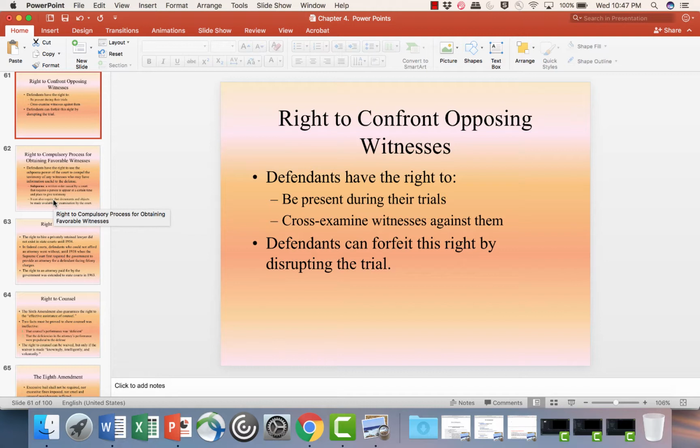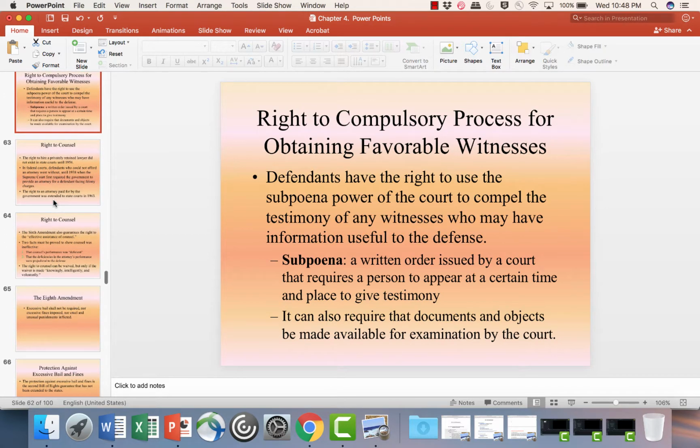Right to confront opposing witnesses: the defendants have the right to be present during their trials, and secondly, that they get to cross-examine them. So, for example, if somebody is saying something about your character, if you so choose, you could cross-examine them. However, just know that if you choose to cross-examine someone else, then you yourself can be cross-examined. But under the Fifth Amendment, you don't have to self-incriminate.